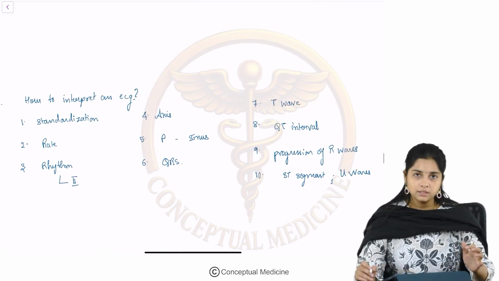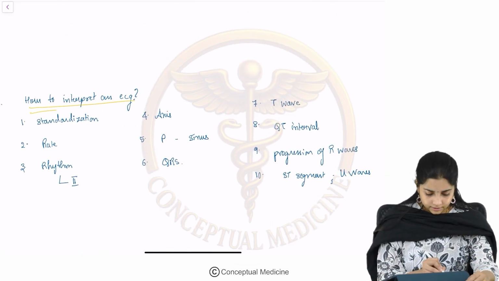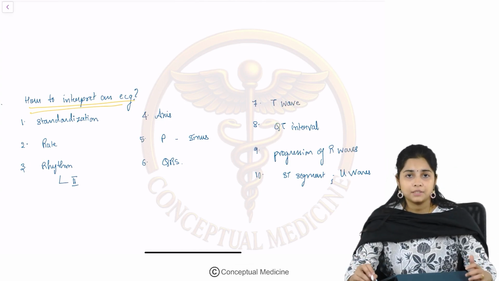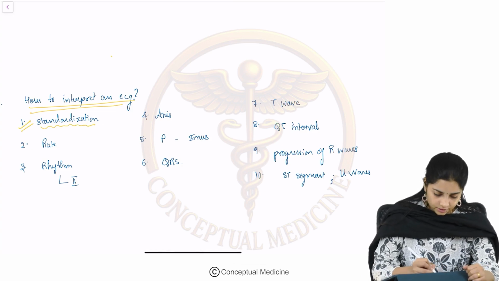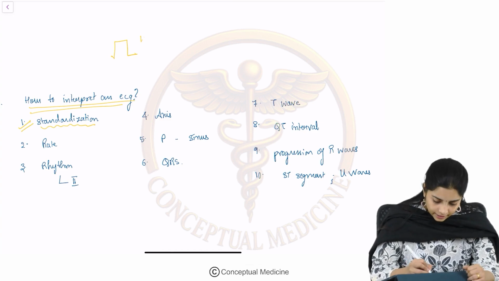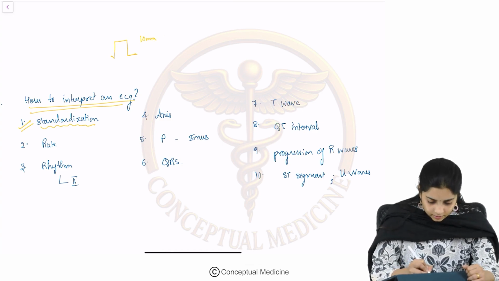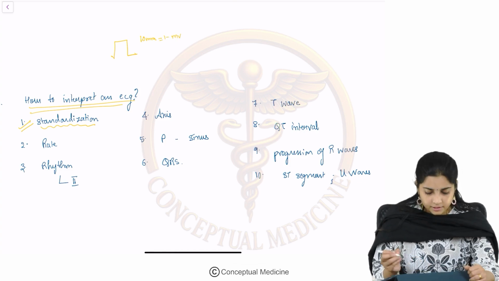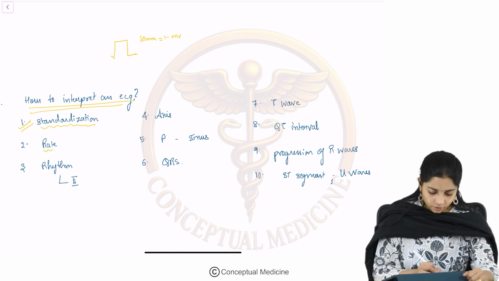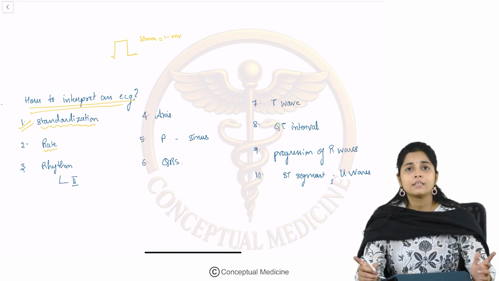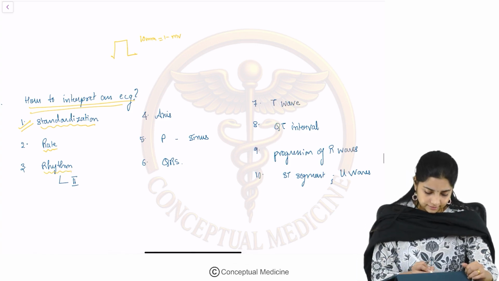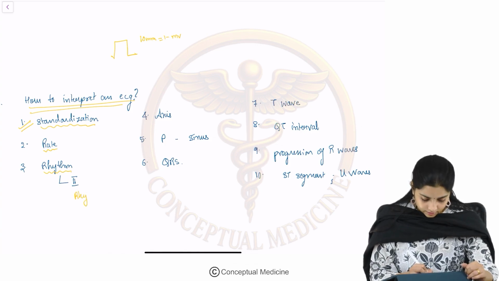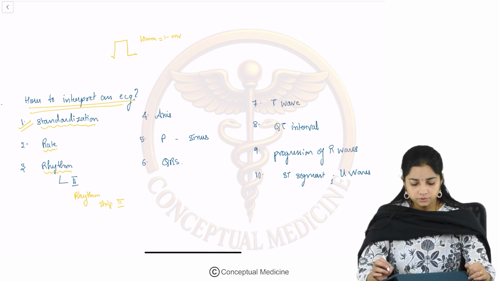So finally we have learned how to interpret a normal ECG. First thing that you have to do is always check the standardization. In every ECG it will be written that 10 mm is 1 millivolt. That is the standardization. Look for the rate. How do you calculate the rate? It is 300 by number of large boxes or 1500 by number of small boxes. Then you look at the rhythm. The rhythm strip is your lead 2. You look for the rhythm.